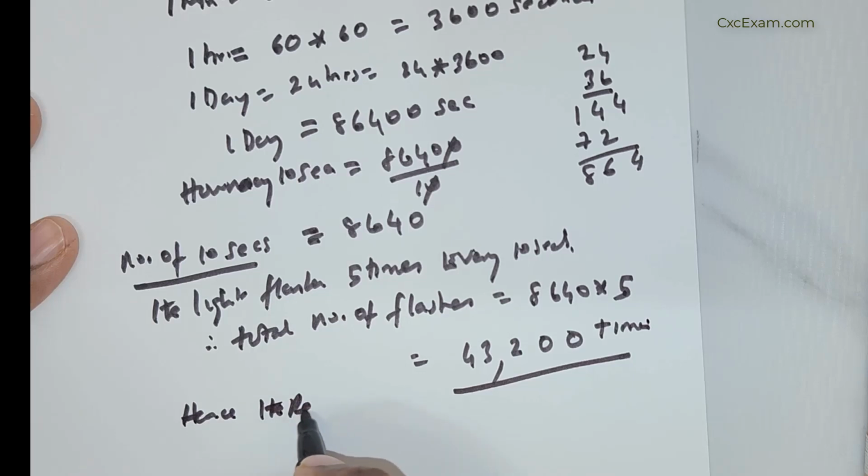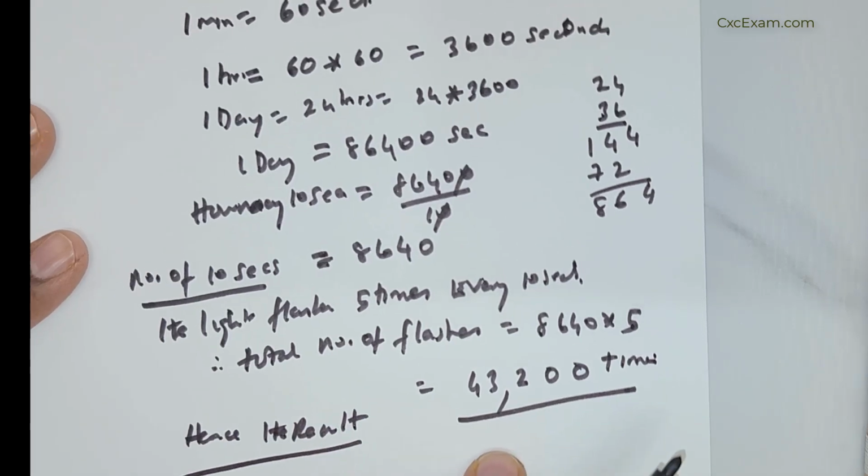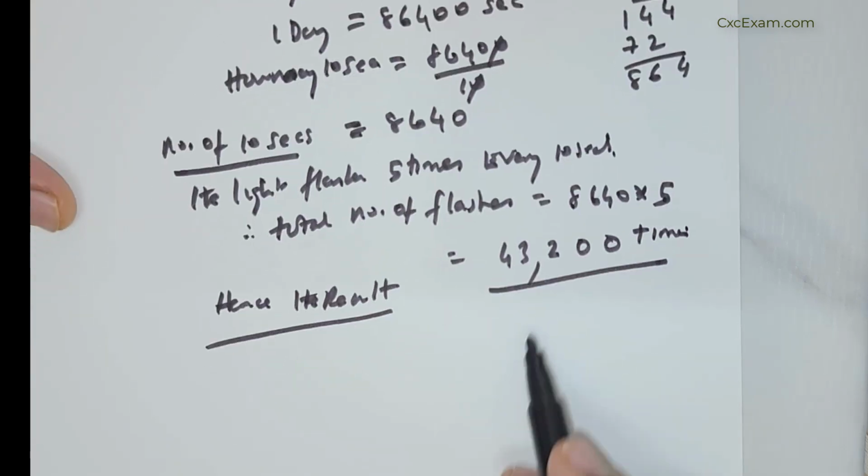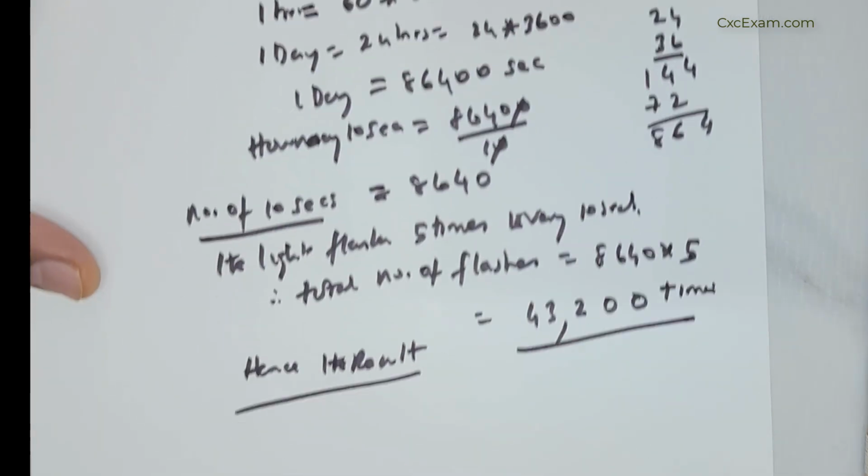What is this? Hence the result. So you see that? Show that. So we have shown this. It's a lovely question. We move on to the next one.